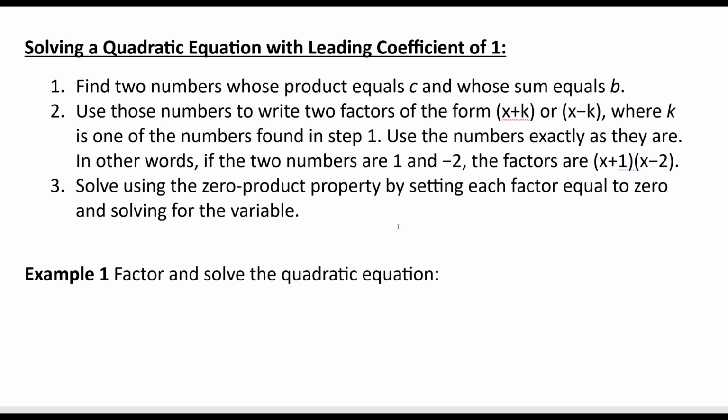So solving a quadratic equation with leading coefficient of 1. If you remember our factoring section, I think that was chapter 2, find two numbers whose product equals c and whose sum is b. Use those two numbers to write two factors of the form x plus k or x minus k, where k is one of the numbers found in step 1. Use the numbers exactly as they are. In other words, if the two numbers are 1 and negative 2, it would be x plus 1 and x minus 2. Solve using the zero product property by setting each factor equal to 0 and solving for the variables.